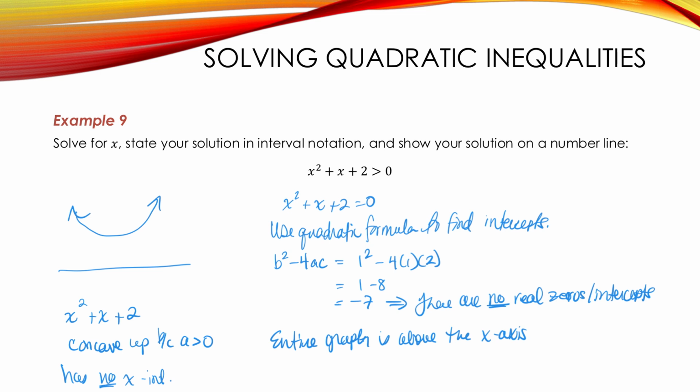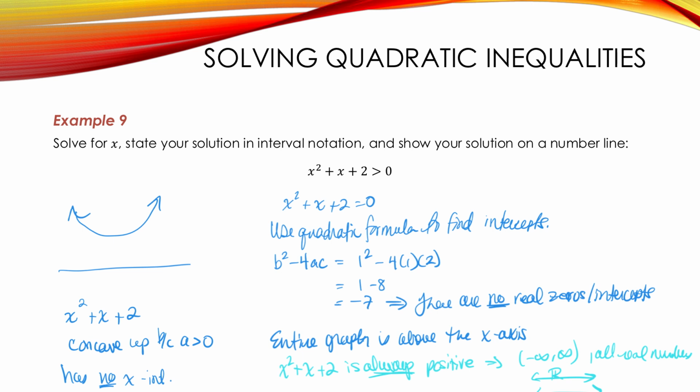So this function, x squared plus x plus 2, is always positive, which means our solution then would be negative infinity to infinity, or all real numbers. Or on a number line, literally it would just be the same number line. It would be all real numbers.